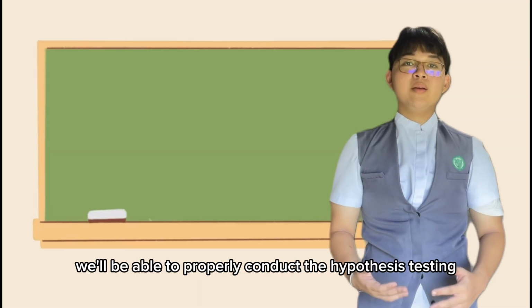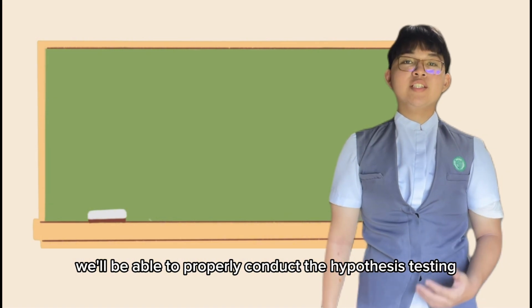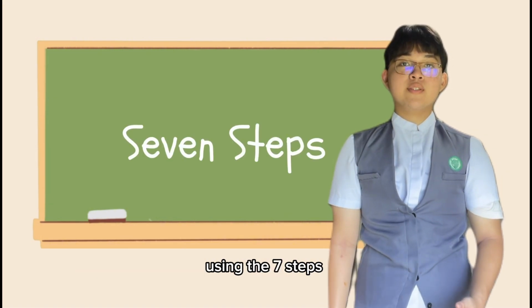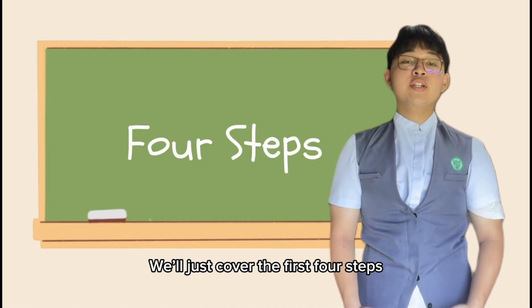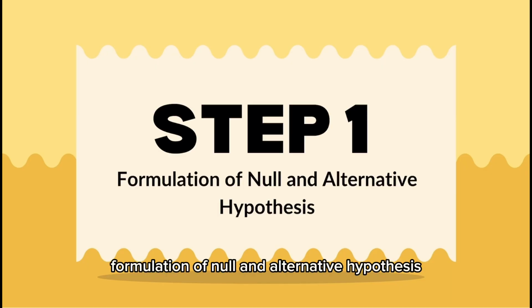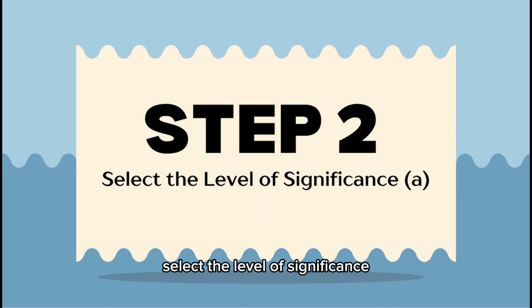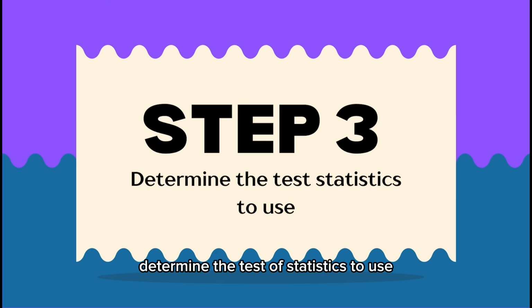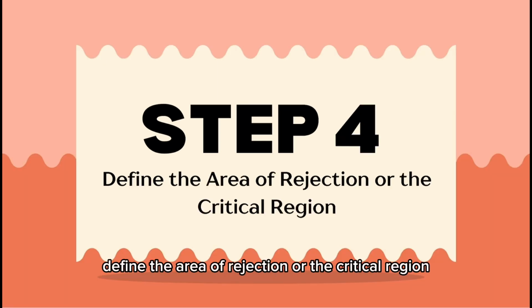And here's how we'll be able to properly conduct the hypothesis testing using the 7 steps. But again, we'll just cover the first 4 steps. Step 1. Formulation of null and alternative hypothesis. Step 2. Select the level of significance. Step 3. Determine the test statistics to use. Step 4. Define the area of rejection or the critical region.